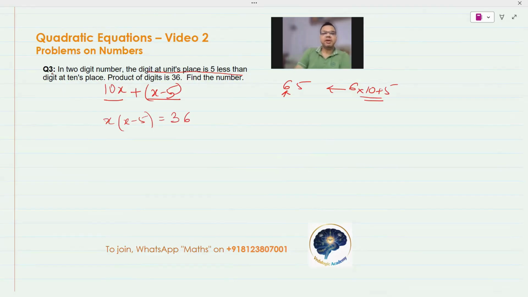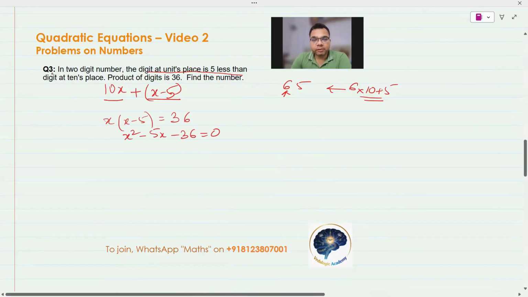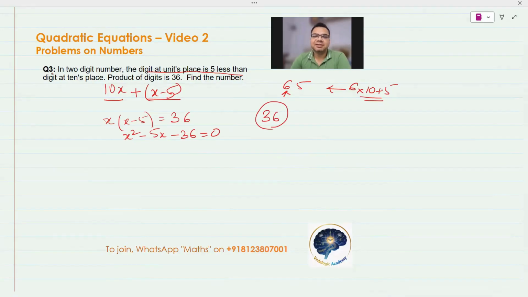So this seems easy, right? We have an equation with a single variable. We can solve it. Let's open the bracket: x square minus 5x, and bring the 36 to the left hand side. So we already have a negative here. There is 1x square, the coefficient is 1, and 1 into 36 is 36. So we have to find the factors of 36 such that their difference is minus 5. So 9 into 4 is 36, right? This will work. So x square minus 9x plus 4x minus 36 equals 0. Why we are taking a difference and not a sum here is because we already have this minus here, right?